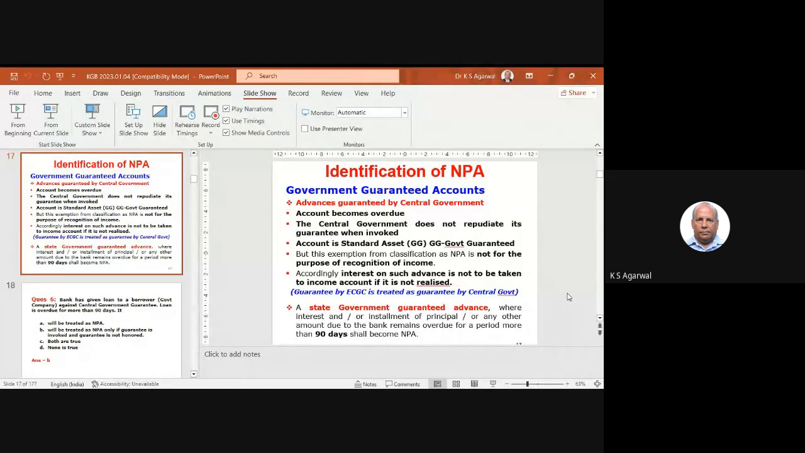So for interest recognition, it is NPA. For asset classification, it is standard. This is for central government guaranteed account. The important thing which you should all note, that guarantee by ECGC, Export Credit Guarantee Corporation, is treated as a guarantee by central government.